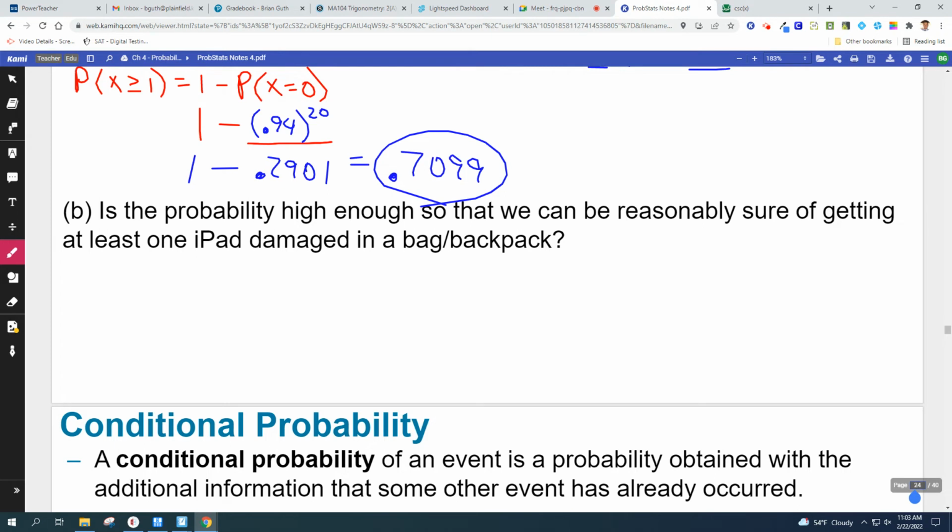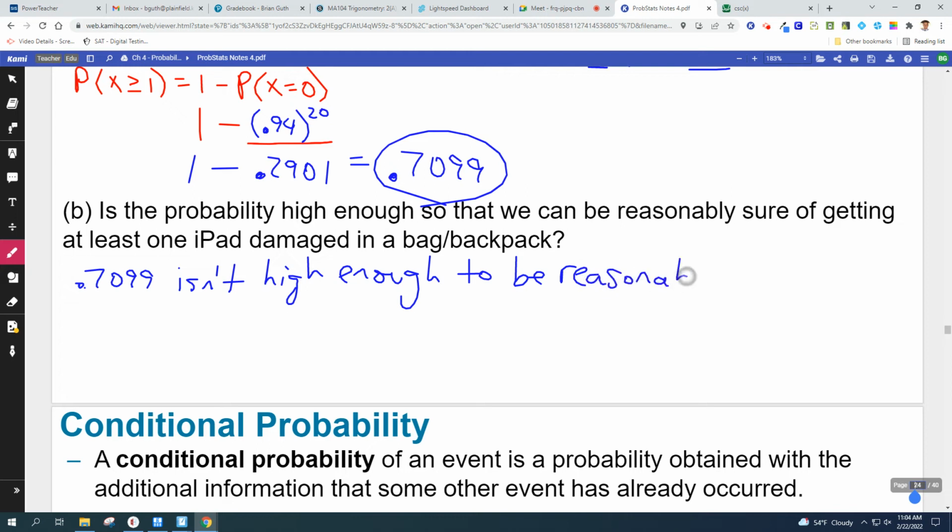I don't really like this question because I feel like it's subjective. All right, but you're talking about 0.7099, about 70% chance. I'd say that's not high enough. Okay, 0.7099 isn't high enough to be reasonably sure. We need to check more.